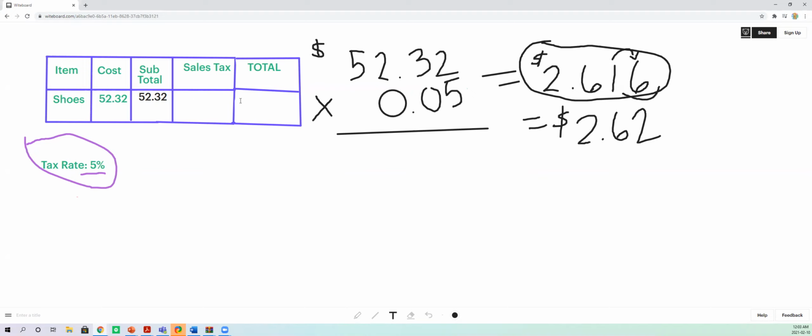So we put $2.62 over here. So now that we know that the tax here is $2.62 and we know that the product is $52.32, I want you to take a moment to add these two figures together.